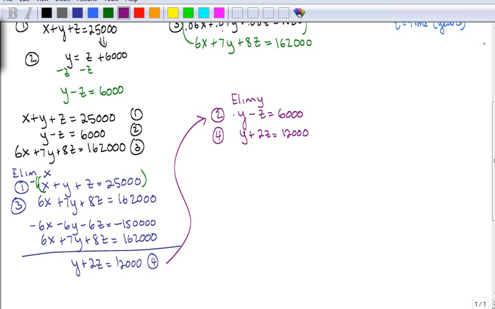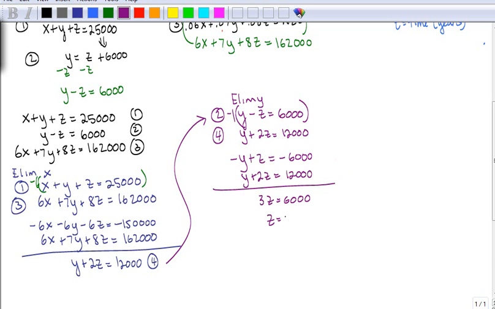So to do this, I'm going to multiply maybe the top equation by negative 1, both sides, to get negative y plus z equals negative, because you have to do both sides, 6,000. Rewriting the second equation and adding those together, the y's get eliminated, 3z equals 6,000, or z equals 2,000. I just found one of my knowns. That's a dollar amount, so I added that.